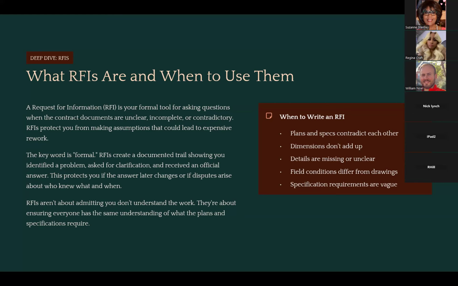So a couple of times when you should write an RFI: when the plans and specifications contradict each other. You can also say when different drawings contradict each other, when dimensions are wrong or don't add up, when details are missing or unclear, when the field conditions, the existing conditions of the site, differ from what the drawings show, or when a specification or drawing requirement is vague and doesn't give you enough information to properly proceed with the installation. Those are all examples of when you should ask a formal RFI.